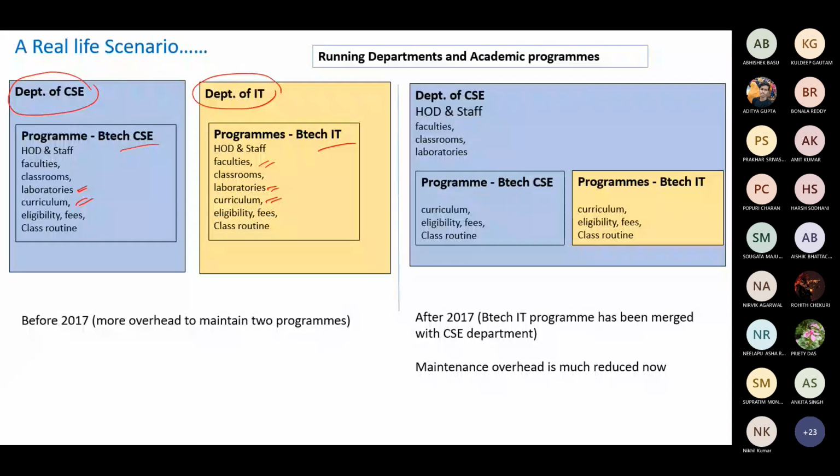So both coexisted even though there is a lot of overlap. Because of two separate departments, having a separate department means you have to have separate staff, separate faculties, separate HODs, space, everything. And although the laboratories have the same purpose, a CS department class sessional cannot be taken in the IT lab and vice versa, for obvious reasons. Even if a laboratory is lying vacant or idle, it cannot be used.